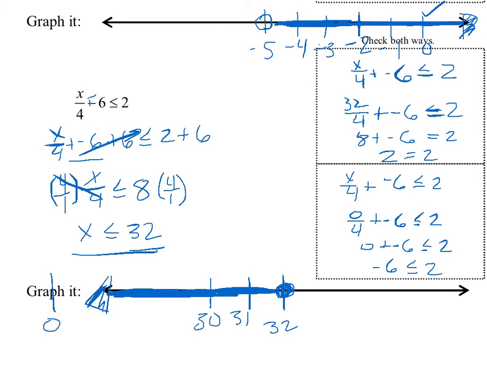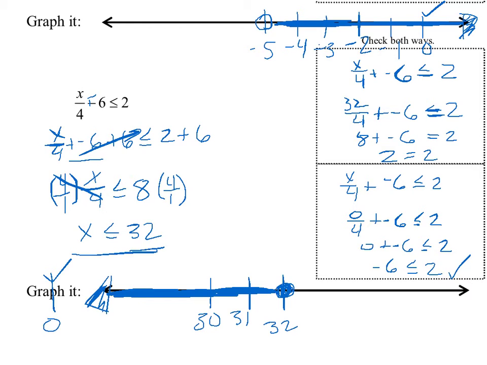Everybody, thumbs yes or thumbs no: is negative 6 less than or equal to 2? There seems to be confusion when I say everybody yes or no. That means I want everybody to respond. Is negative 6 less than or equal to 2? Yeah, absolutely. So that proves to us that we did shade this correctly.